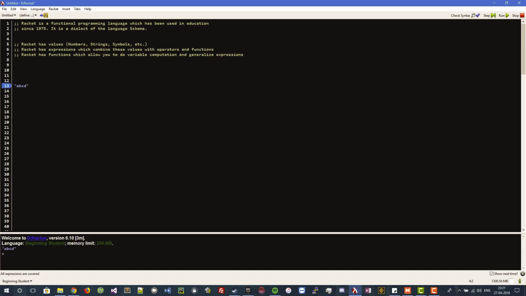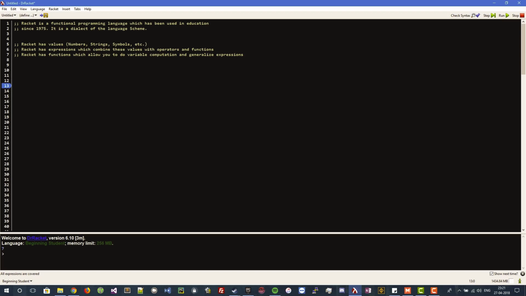And then there are expressions which combine these values. So let's say I'm adding two numbers, I can do plus 3, 4, and it's going to give me 7. More on why we put the operator first and then the numbers: this is called the prefix notation. I'll get to that in just a couple of minutes. And then there are functions which allow you to do computation and generalize expressions. Let's look at that in a little bit more detail.